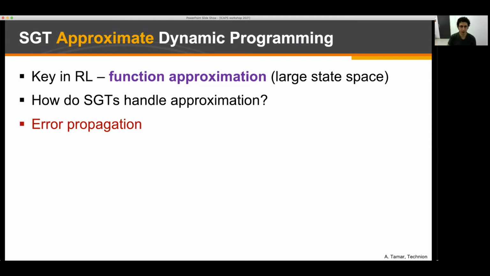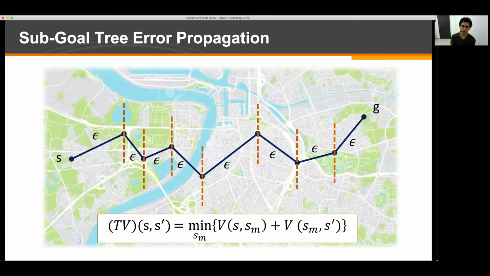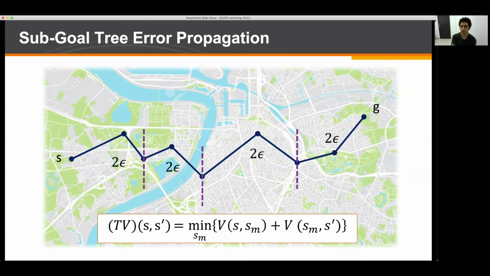So to answer this, we need to look at how error propagates. I'll give you the gist of the idea. The full theory is in our paper. If you think of a subgoal tree, in the lowest level of the tree, you have some error, let's say epsilon in your value. Once you move up a step, you add two different value functions, you get at most 2 epsilon error on the trajectories of length 2. Then for trajectories of length 4, you get 4 epsilon, and so on, until you make up the whole trajectory and you get n epsilon.